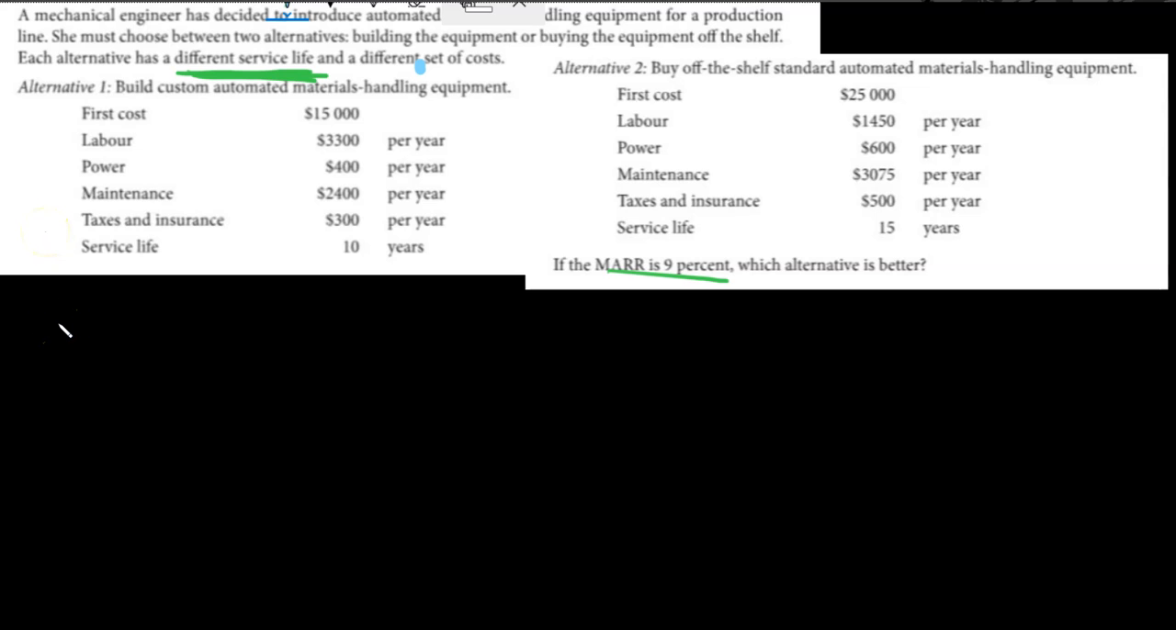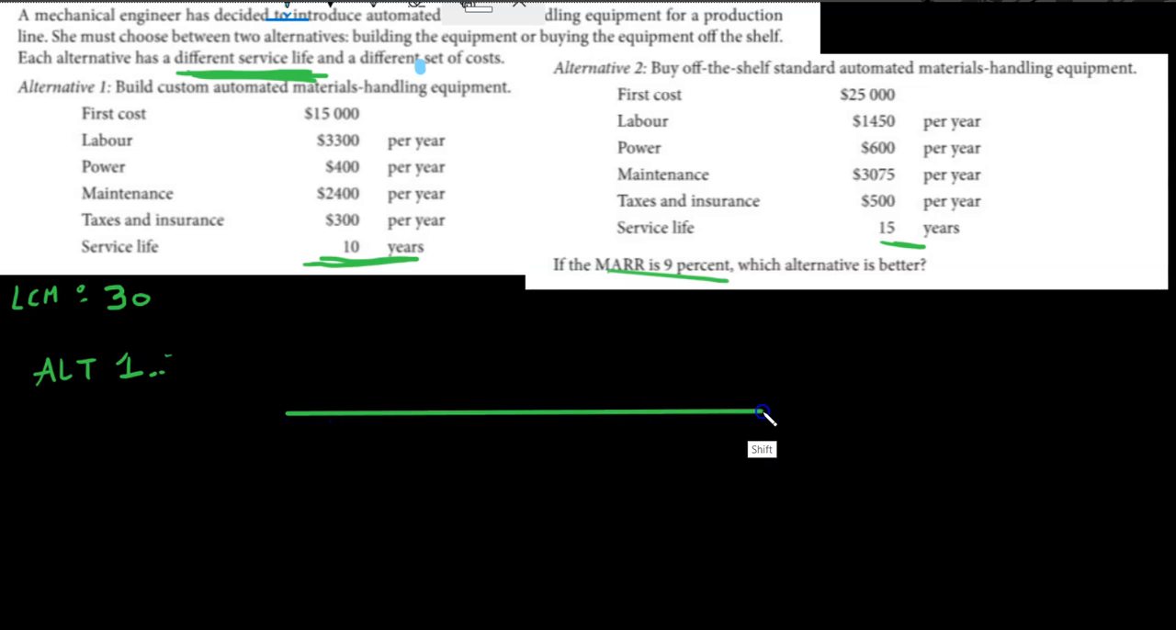Alright guys, to get each alternative on the same timeline, we're going to get the least common multiple of each. So 10 and 15, the least common multiple is 30. That means that we're going to have to repeat this alternative's service life 3 times to get it to 30, and this one has to be repeated twice. So let's start by drawing the alternative 1 cash flow for 30 years, but we'll simplify it so we're not going to have to actually draw 30 arrows.